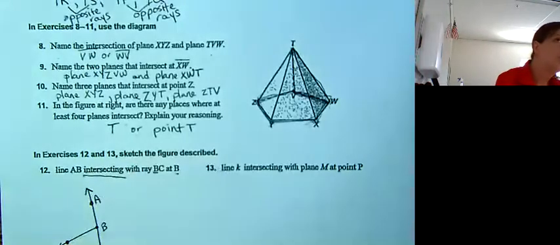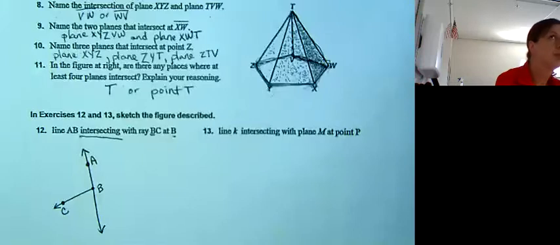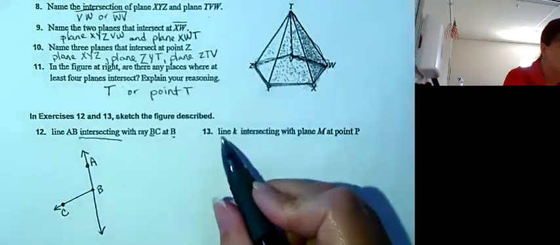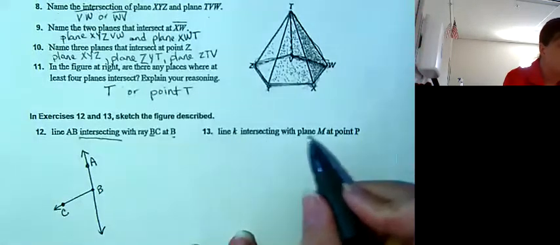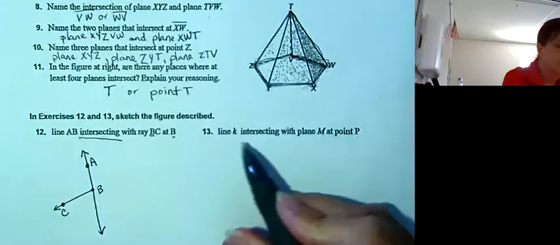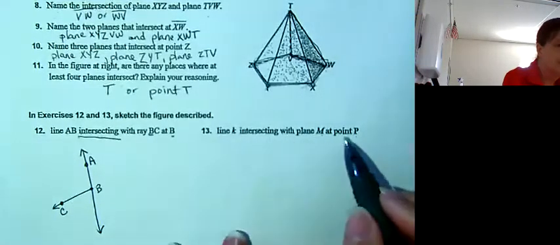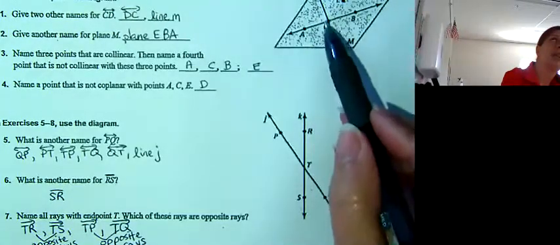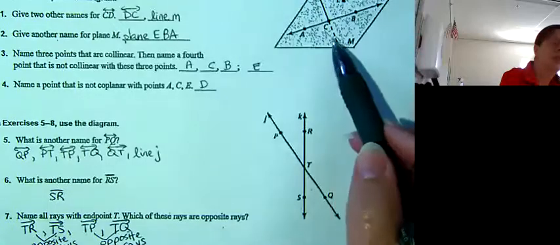Okay, so each one of you might draw a slightly different picture, and that's perfectly okay as long as it still meets those criteria. 13 says line K intersecting with plane M at point E. So if a line intersects with a plane at a point, if we looked at the example that we did earlier, we have a plane and a line intersecting it at a point. So we know that we're going to have to draw something similar to this, just maybe not as in depth.